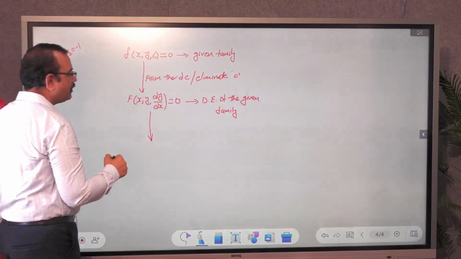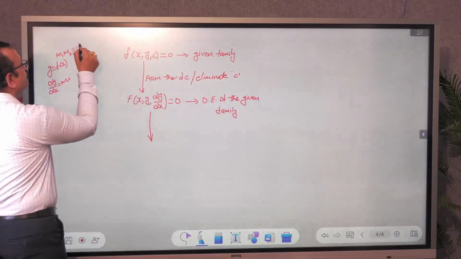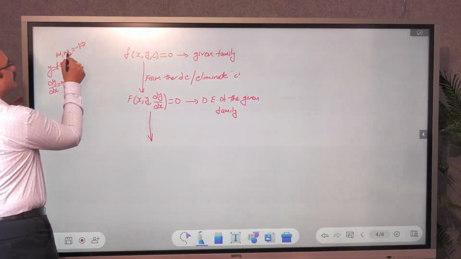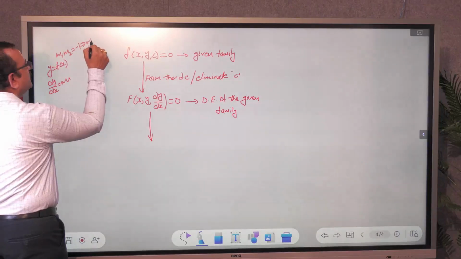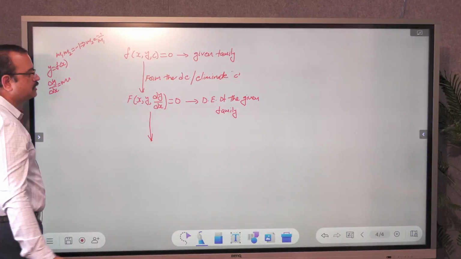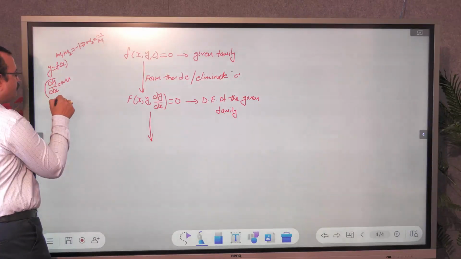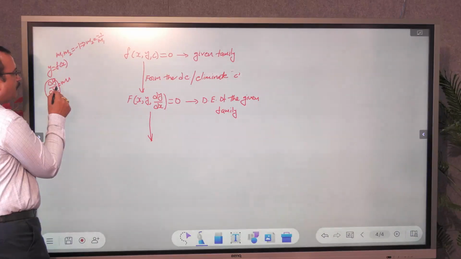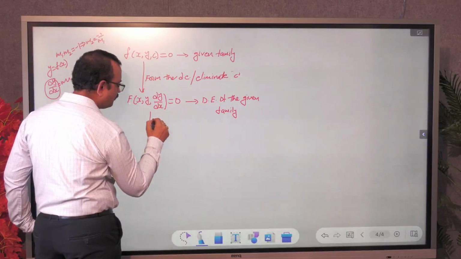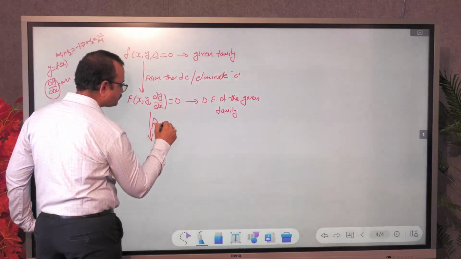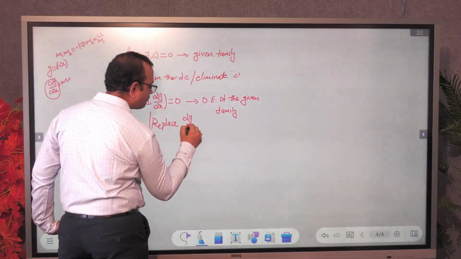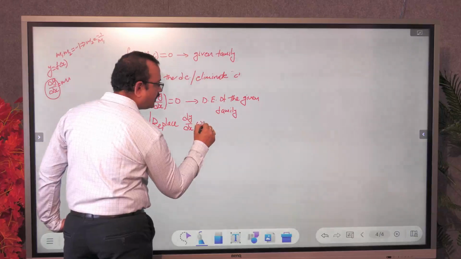So here, if we have to find the slope of the curve which intersects the given curve at right angles, from this we observe m1 into m2 is equal to -1, meaning m2 is equal to -1 by m1. So if dy by dx is the slope of the given curve, then the slope of the curve which intersects this at right angles is nothing but minus dx by dy. So therefore, now you replace dy by dx with minus dx by dy.